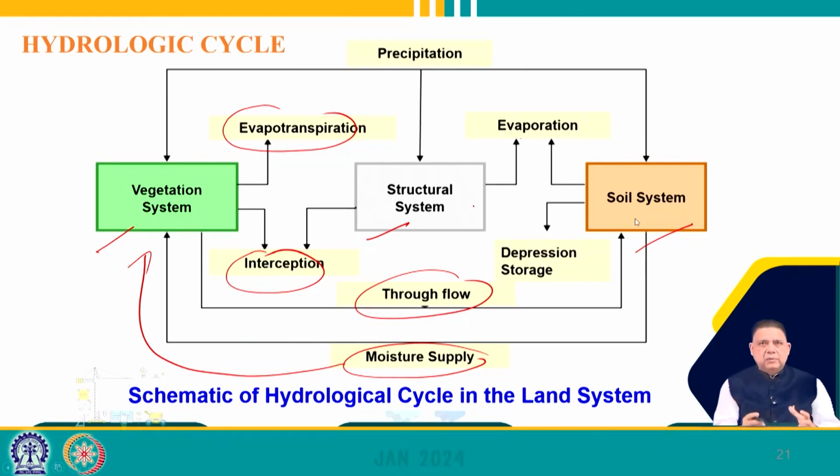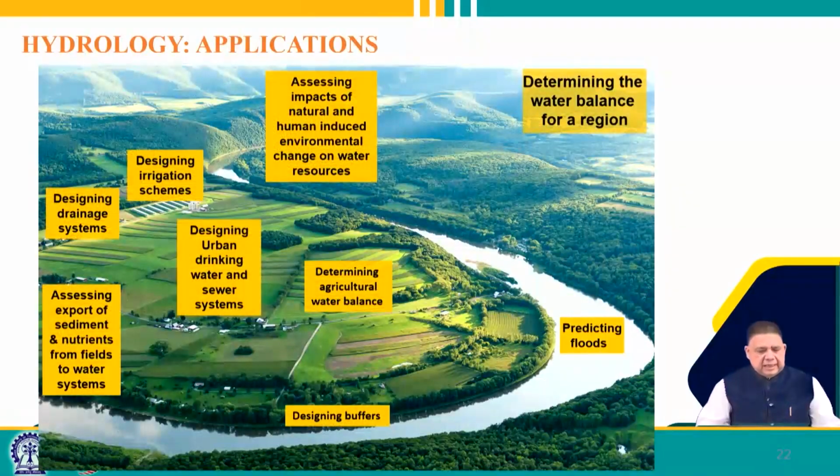So, this is how we can look at hydrology from different angles at different scales. And looking at the applications of hydrology, there are innumerable ones. If you look at a watershed or an area, there are plenty of applications, like determining the water balance for a region. Say for a watershed, we want to find out the quantities of different processes. We can predict floods by studying hydrology. We can determine agricultural water balance, that means for agricultural land, we can find out how much water is being used by plants or crops and so forth.